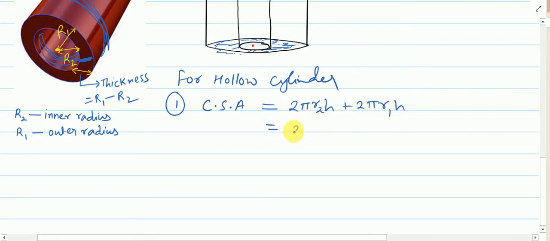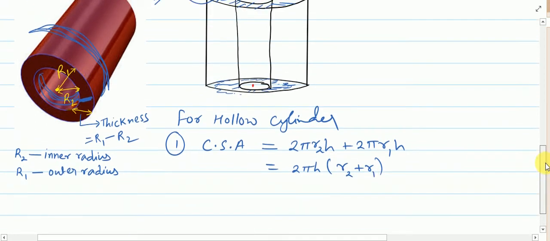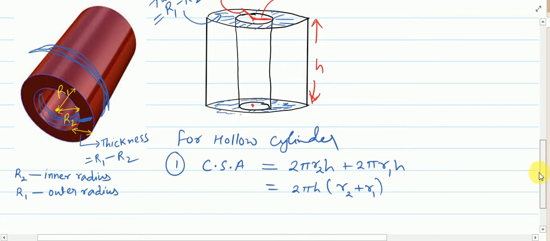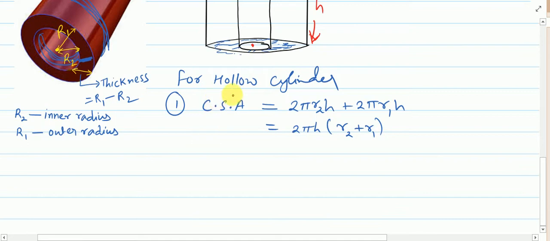So if you take out 2 pi H common, you will get this. Okay, so curved surface area of this hollow cylinder will be given by 2 pi H, and in bracket R1 plus R2, where R2 is inner and R1 is outer radius. And here H will remain same for both. For inside also, if you measure from here till here, same H, here also H. So H is your height. So for hollow cylinder, you got that curved surface area formula.